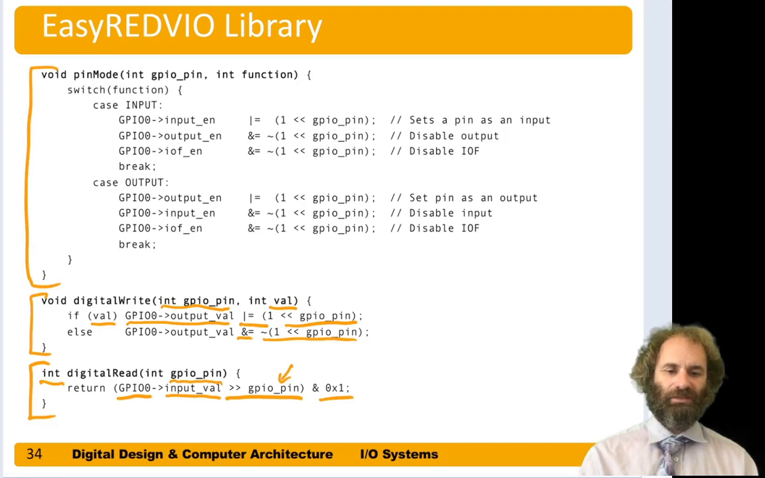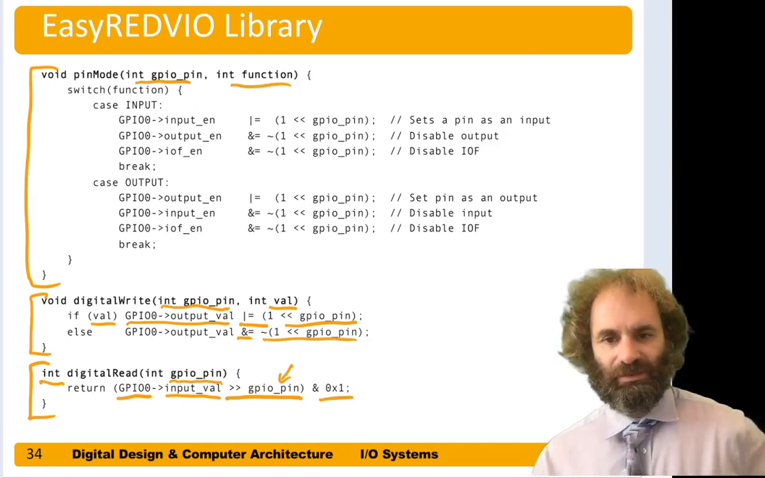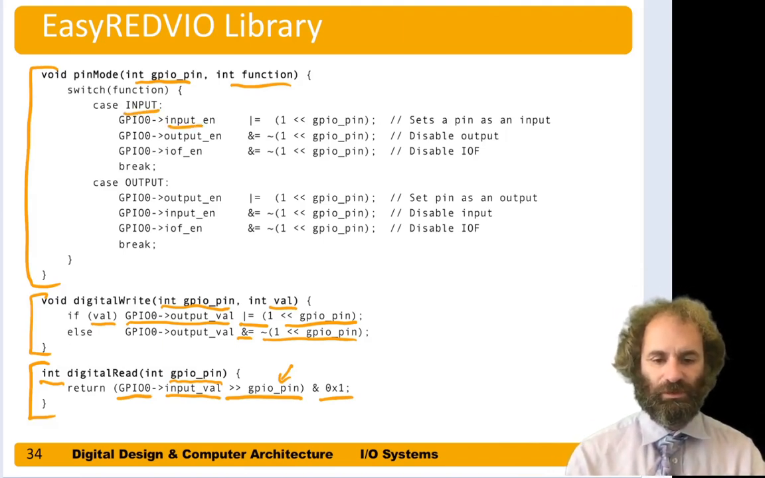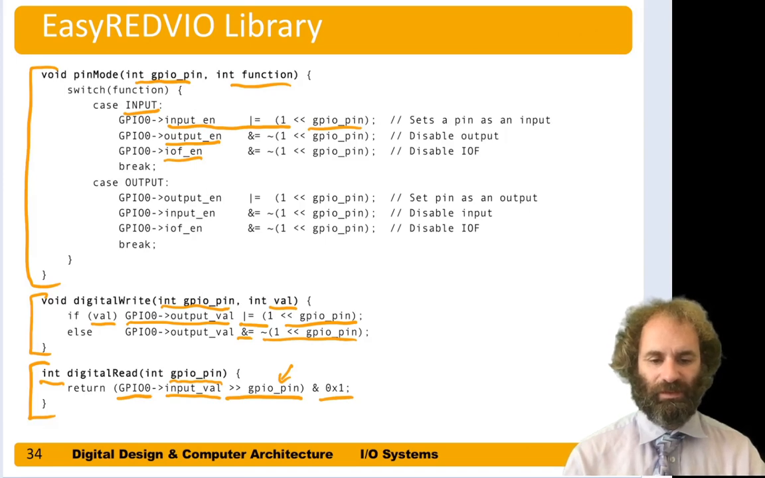Finally, let's talk about a pin mode function. So we'll give it the pin number and the function, either input or output. So if the function is 0, input, then we want to turn on that pin as an input by ORing a 1 into that column for the input enable, and we'll turn off the output enable and IO function enable so that it's an input, not an output or a special function. Similarly, if we wanted to make that pin an output, we would OR a 1 into that column of the output enable register and turn off the input and IO function registers.